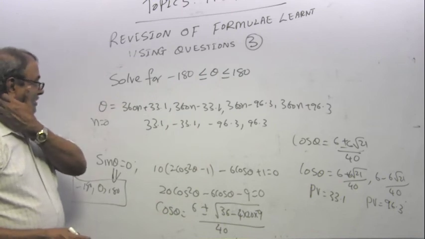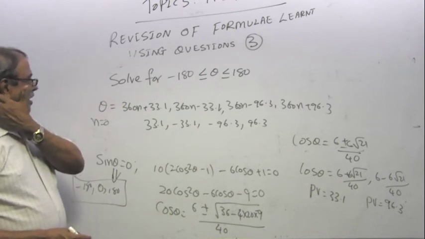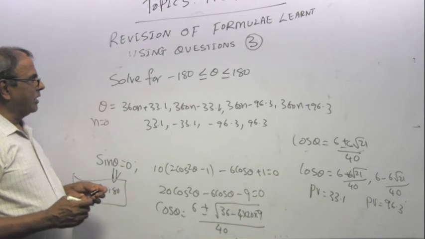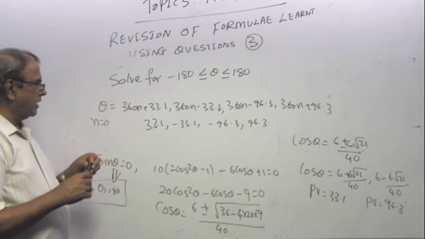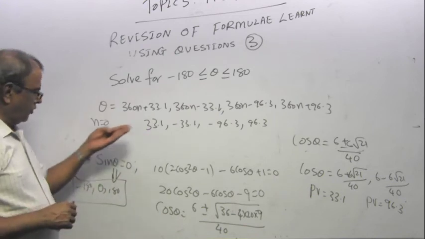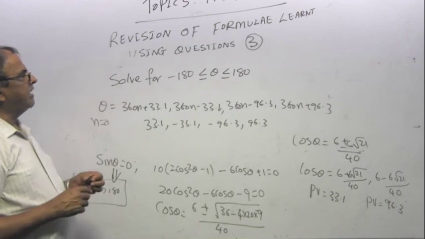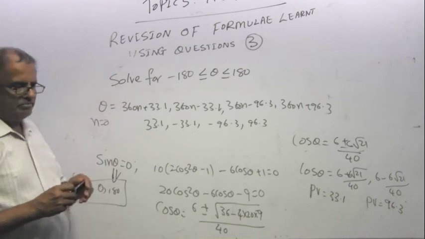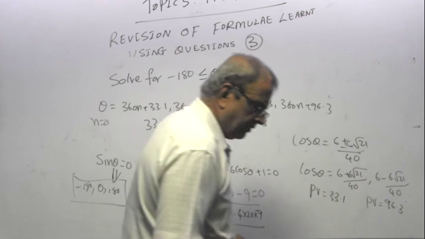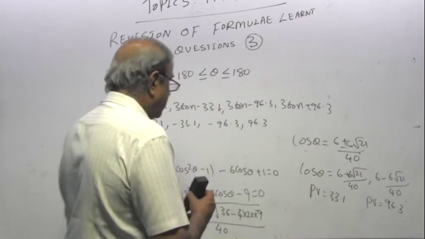Beyond that, it's not going to work. Because if you put 1, it's going to be more than 180. If you put n as negative 1, it will be less than minus 180. So those 4 plus these 3, there are 7 answers for that question. Yeah. Good. I have taken 18 minutes.